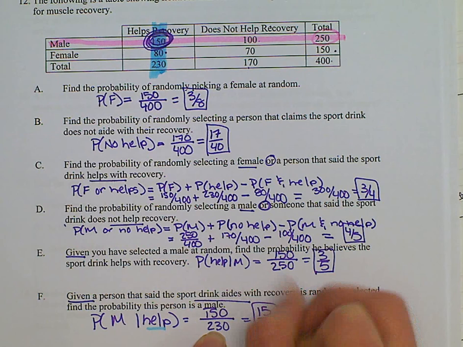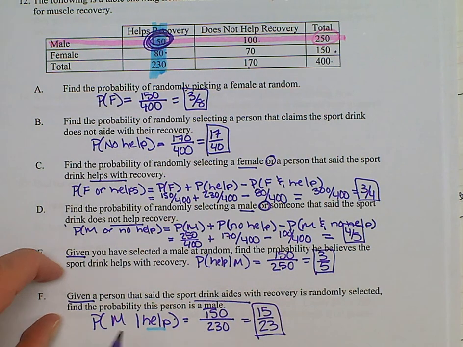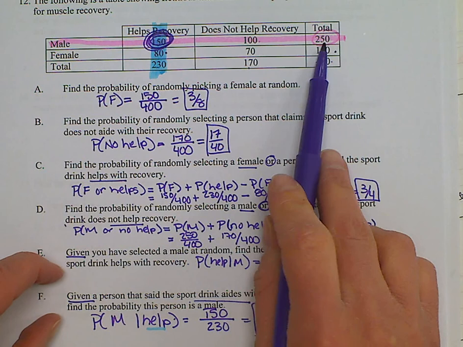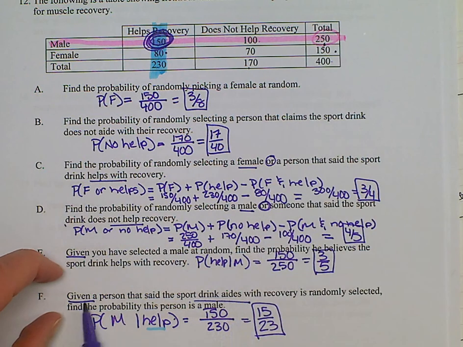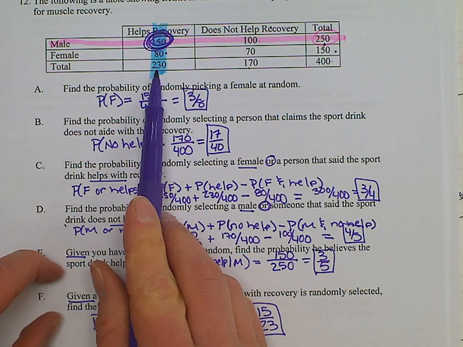These two are very similar, but what the condition we are given first is different. In this one, we knew that we had a male first, so we were looking at these 250 people. In this one, we were given we have somebody that said the sports drink helps with recovery. So we were looking at 230 possible people.